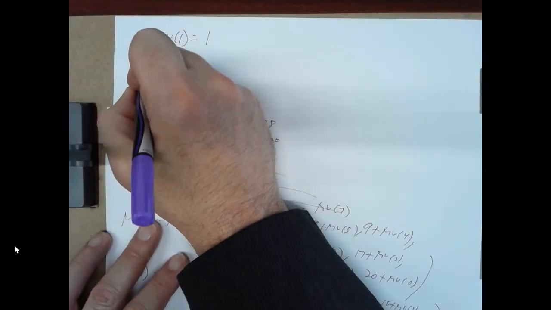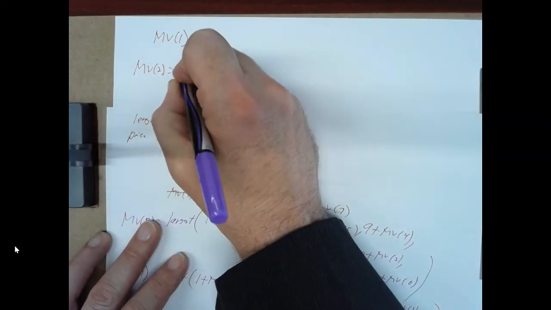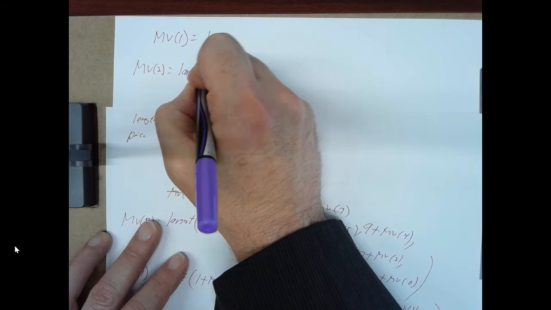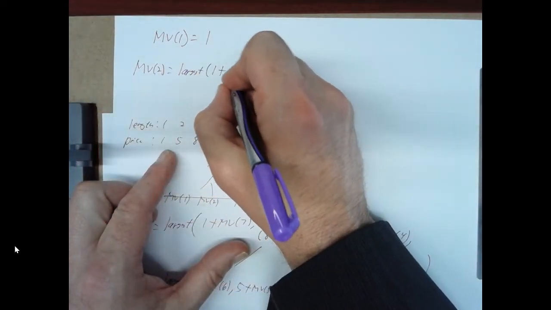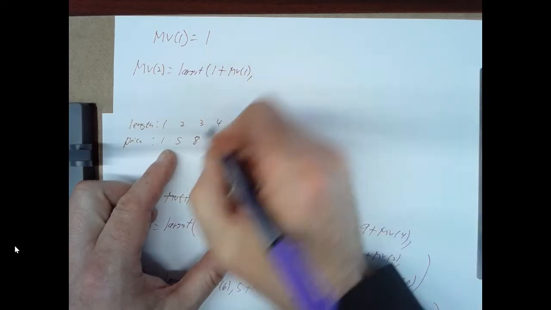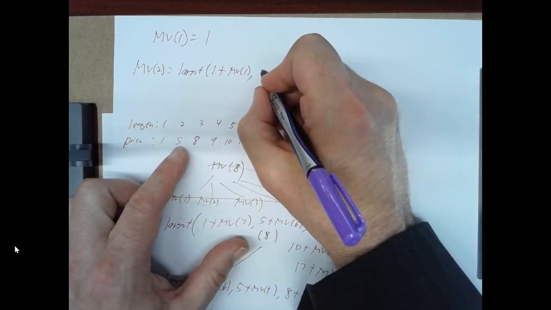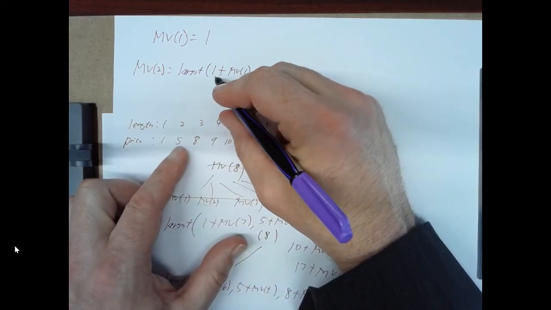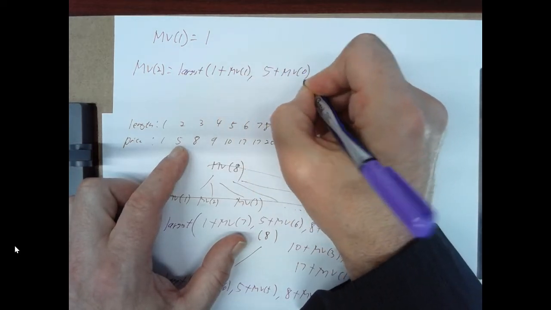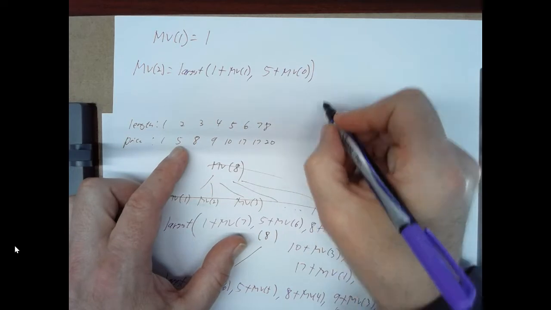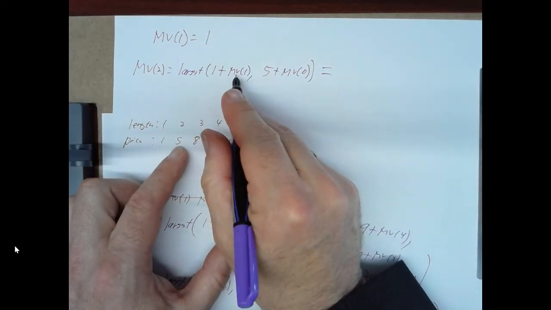Okay, max val of 2 is the largest of the following: a 1-inch piece plus max val of 1, or a 2-inch piece plus max val of 0. Well, we know max val of 1 now, right?